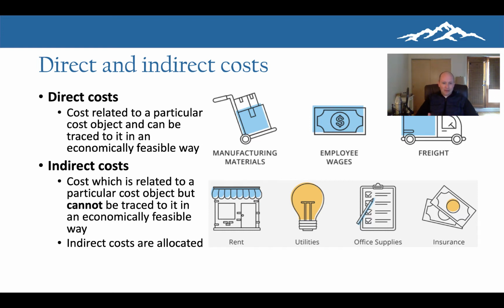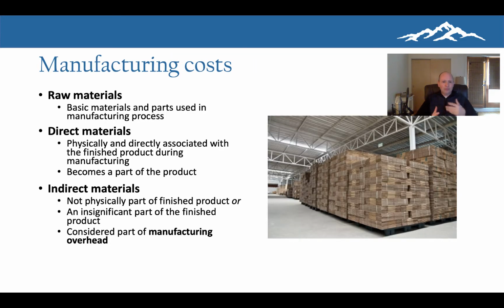So when we think again about manufacturing costs, we have direct labor, direct materials, and manufacturing overhead. So raw materials are anything that you use in the manufacturing process. Not shocking. Direct materials are materials that can be physically and directly associated with the finished product during manufacturing. It's usually something that becomes a part of the product, right? So if you're building mailbox posts, wood is obviously a direct material, or maybe steel is a direct material.